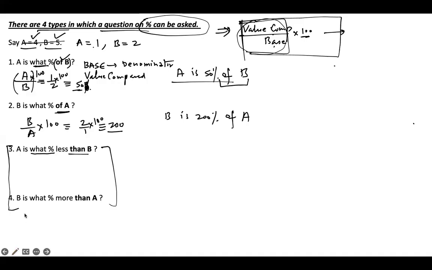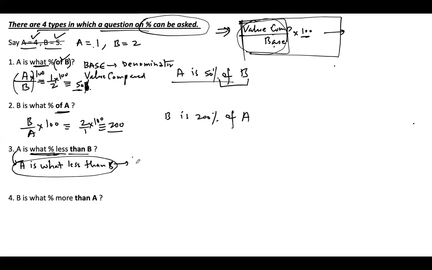The question is asking A is what percentage less than B. So we need to take the difference upon the base. So you can think with respect to this question like this. First of all, think A is what less than B. This is the value that is getting compared, with respect to what is the base? B. Value upon base. And try taking positive difference. Don't worry whether A is greater or B is greater.